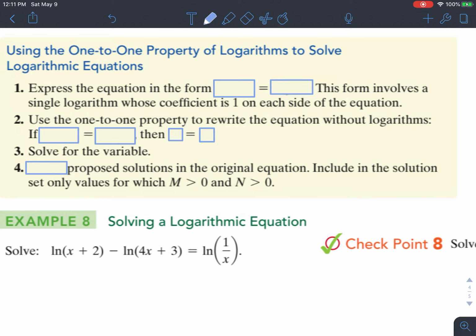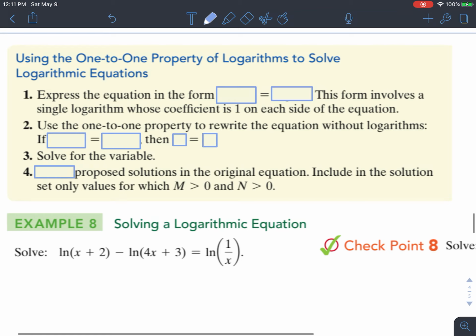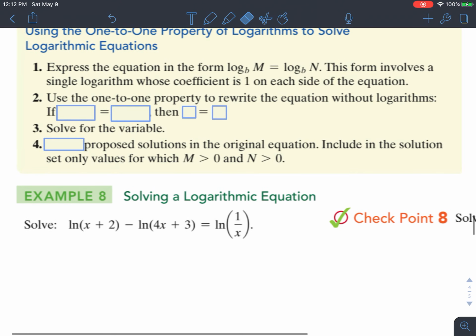So this next set of problems is when there's logs just all over the place. Like if you look down here at example 8, you have log, and then log on that side as well. So that's going to require more work. So on the left and on the right, you want to isolate the logs. You want to condense all the logs on the left, condense all the logs on the right, so that it's log of something equals log of something.